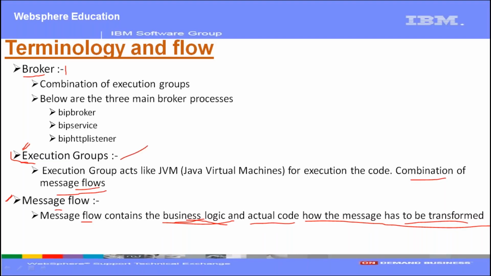Except for the one under broker. A broker can contain a combination of execution groups. Below are the three main broker processes: BIP broker, BIP service, BIP HTTP reset. Where do we see these things, are they on the node? No, in the server itself.